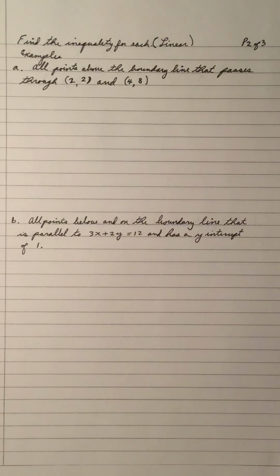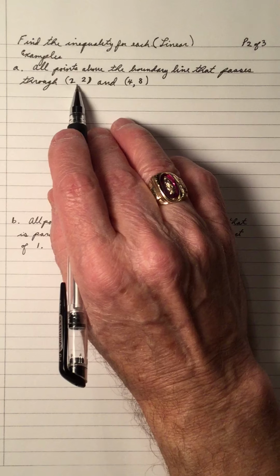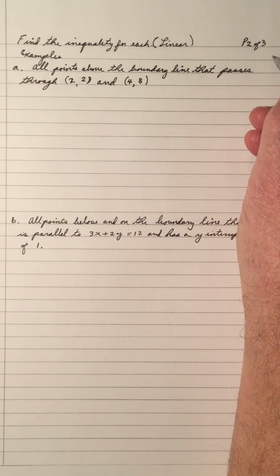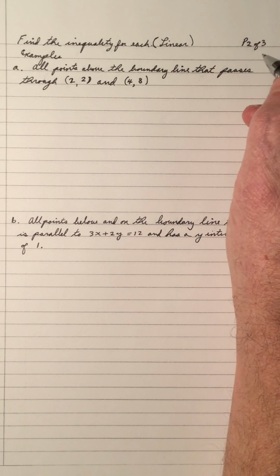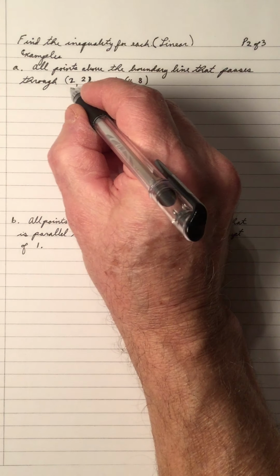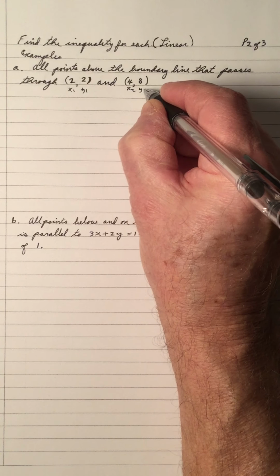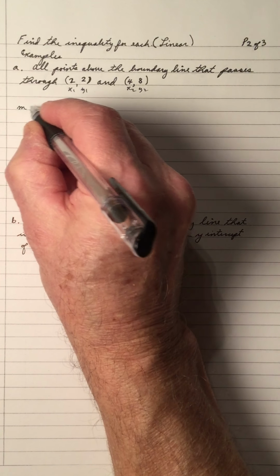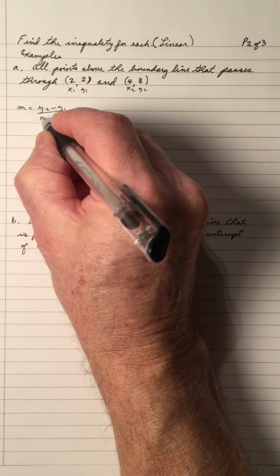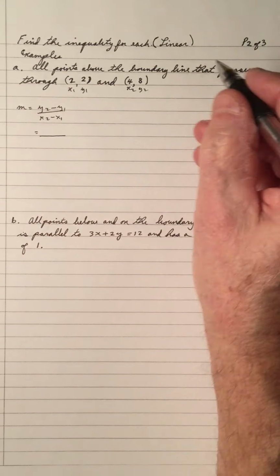It's the linear inequality. A, all points above the boundary line that passes through (2, 2) and (4, 8). Well, to get the boundary line, I need to get the slope of the line, and I need to find a y-intercept. So we call this one x1, y1. Call this point x2, y2. So the slope of a line is defined as y2 minus y1 over x2 minus x1. And the slope of a line is the rise over the run.